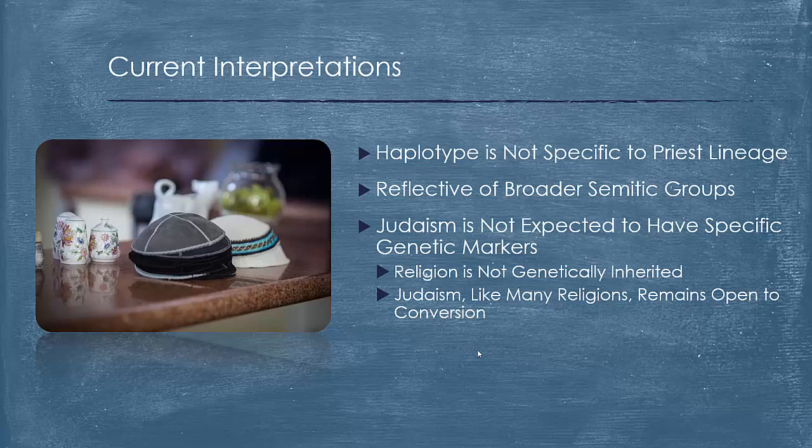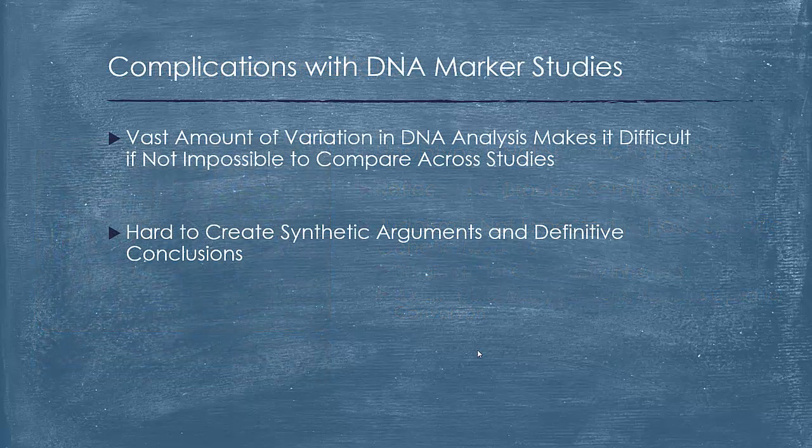All right, so there are some complications with using DNA marker studies as a means of exploring human variation. First, there's a vast amount of variation in how you actually analyze DNA, which makes it difficult, if not impossible, to compare across studies. And as such, it is extremely hard to create a synthetic argument or definitive conclusions that define patterns of variation while looking at DNA.